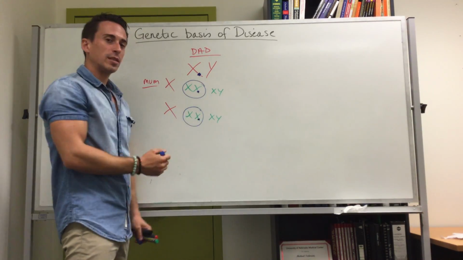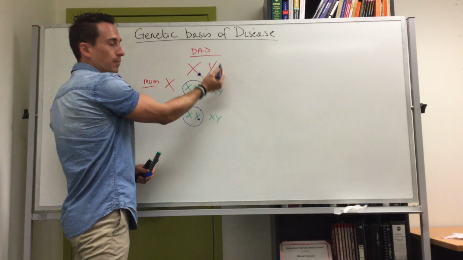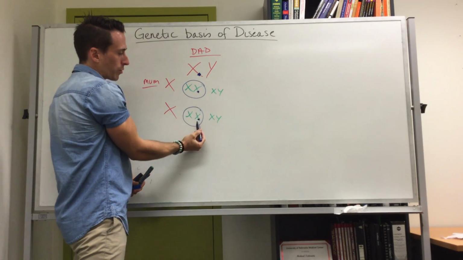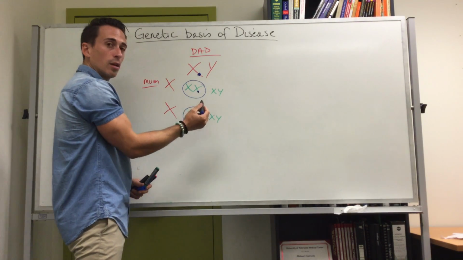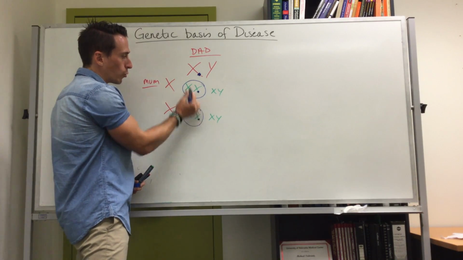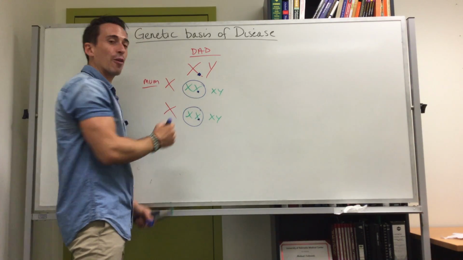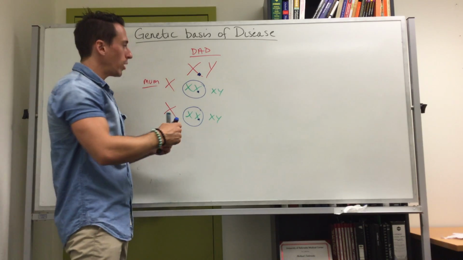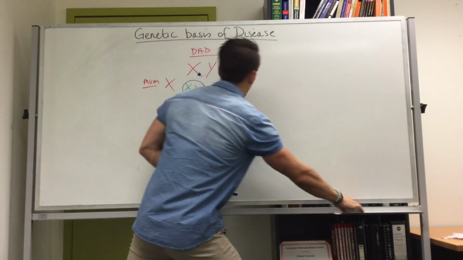Okay? So what happens now? If dad presents with the disease here, and then passes it on, well, the daughters have a dysfunctional gene, but from mum, they've got a normal copy, which means the daughters are carriers. Okay? What if the mother had the mutation?